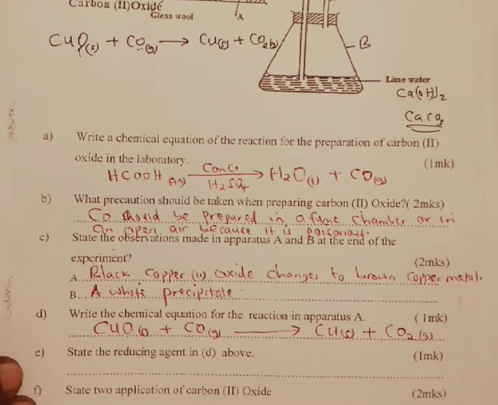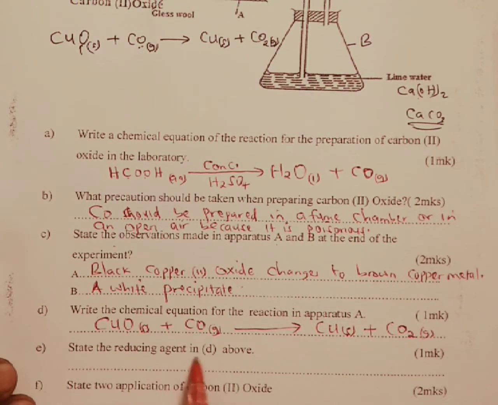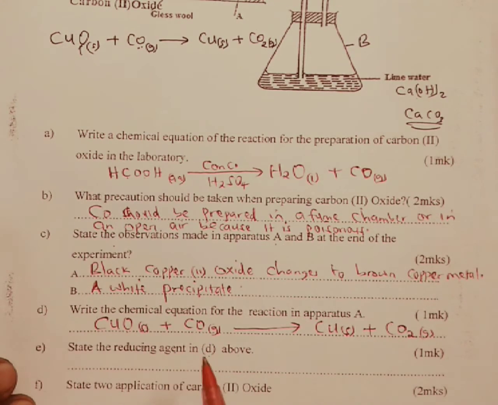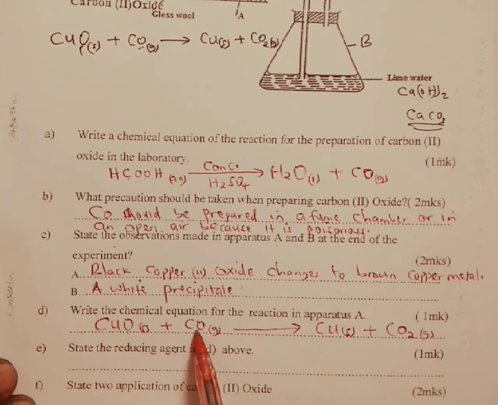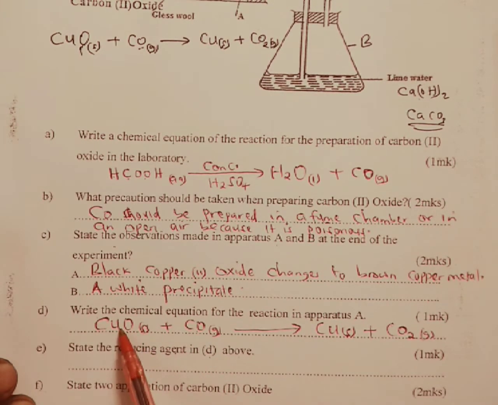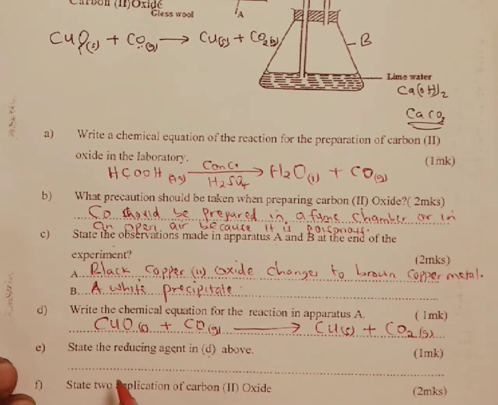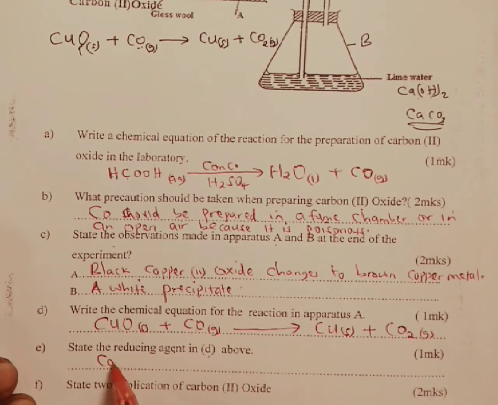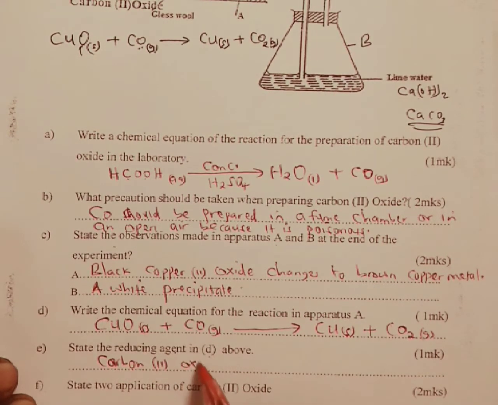Next, we are going to look at E: state the reducing agent in part D above. A reducing agent is the one that removes oxygen from another, and in this case, since carbon 2 oxide has reduced copper 2 oxide to copper metal, the reducing agent is carbon 2 oxide.